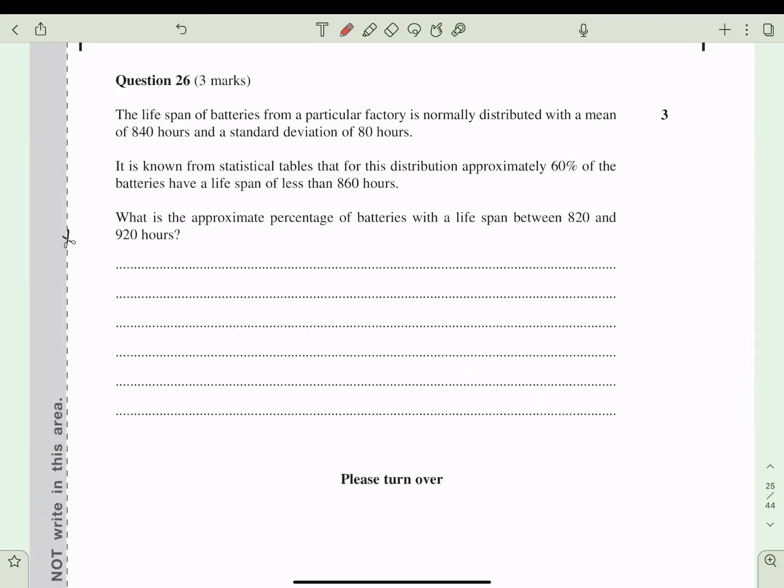Question 26. Here we are told that the lifespan of batteries is normally distributed with a mean of 840 hours and a standard deviation of 80 hours. So our mean here is 840 and our standard deviation is 80 hours. It is known from statistical tables that for this distribution, approximately 60% of batteries have a lifespan of less than 860 hours. We are asked to calculate the approximate percentage of batteries with a lifespan between 820 and 920.